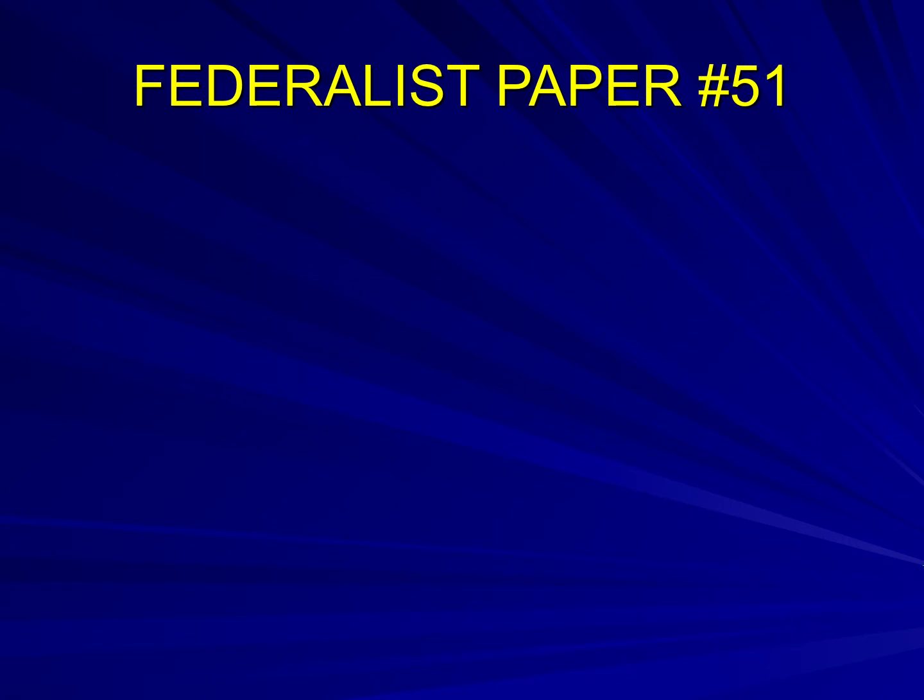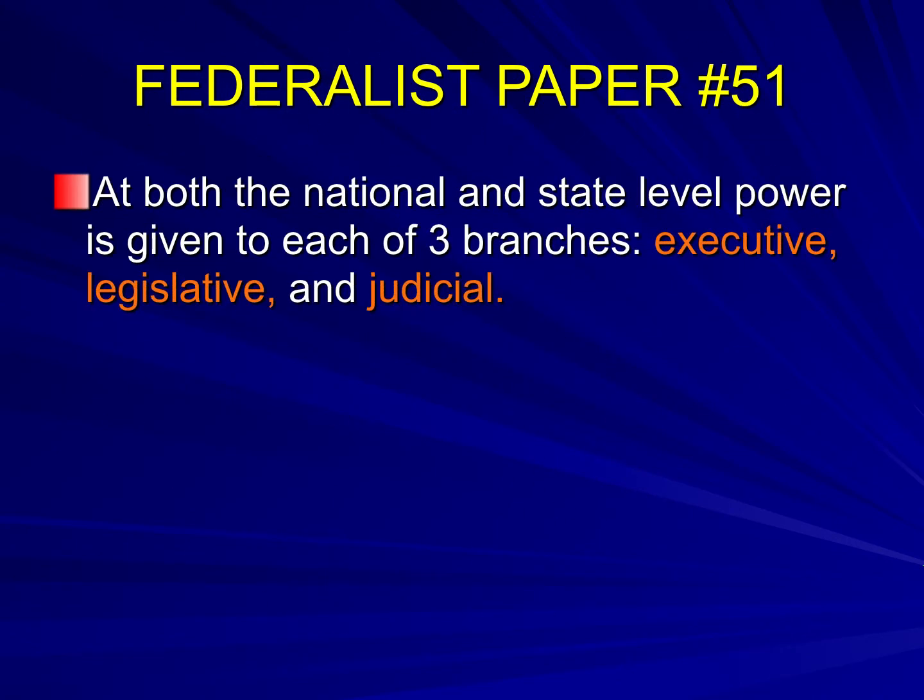So Federalist 51, at both the national and state level, power is given to each of the three branches. The executive branch at the federal level is the presidency and the cabinet. And by the way, at the state level, it's the governor. Governor Baker is our executive.